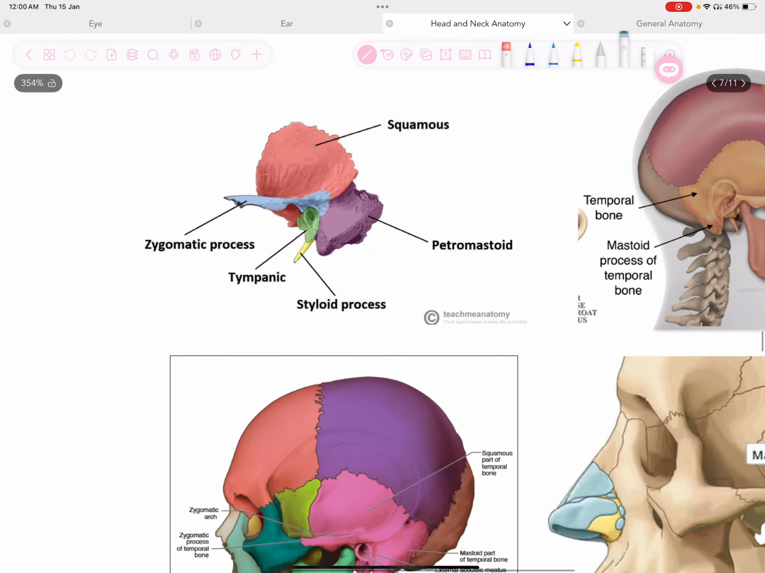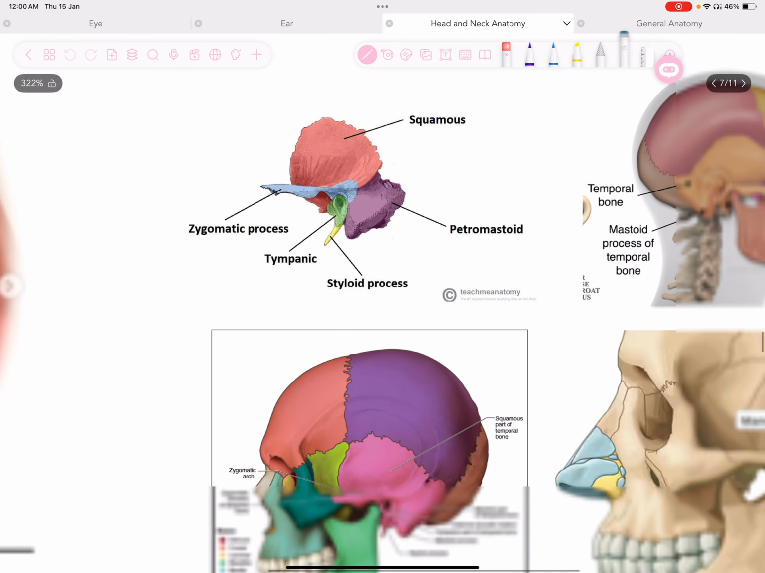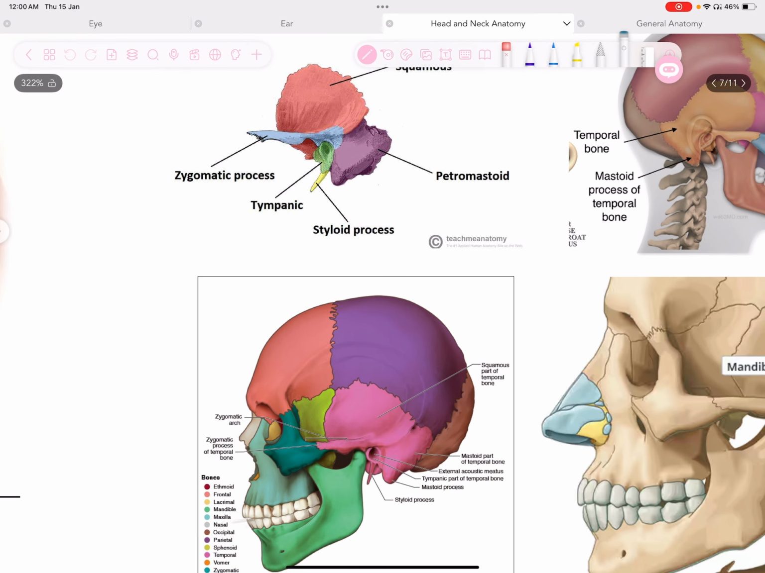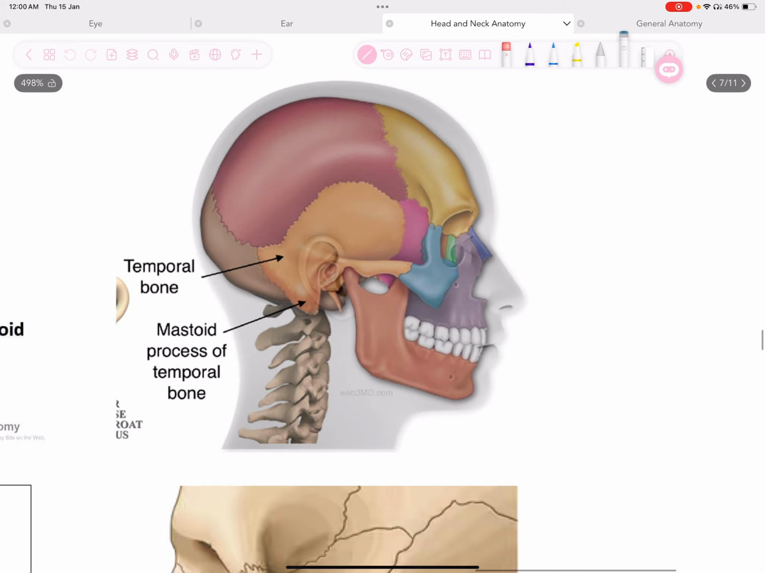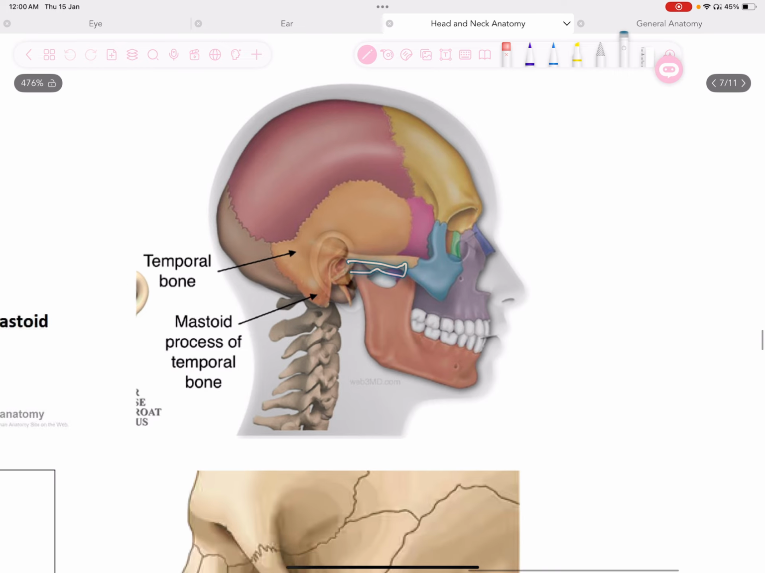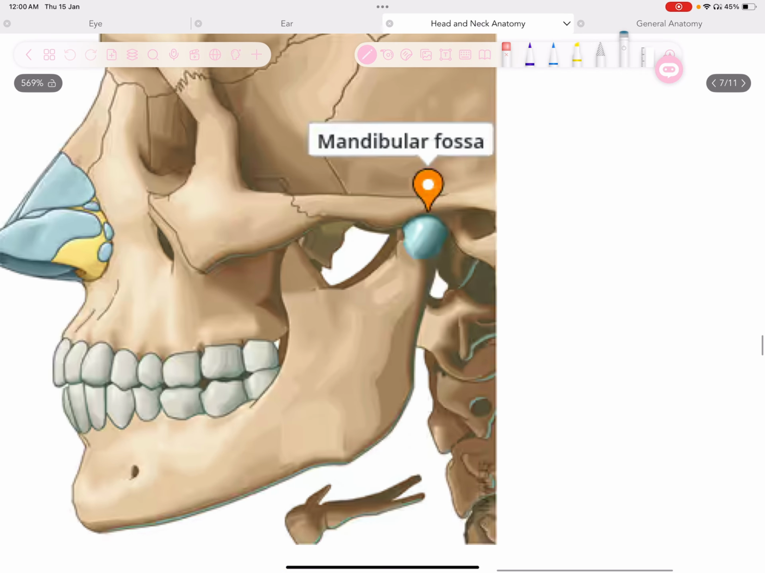And also here we will have a look. This is the temporal bone, exactly the same: styloid process, tympanic plate, zygomatic process, squamous part, and petromastoid. I hope that's clear. And here you can also see how it covers the external acoustic meatus and the tympanic plate. And this is the mastoid process behind your ear. You'll be able to touch it if you touch deep enough. And in front, this is the zygomatic process of the temporal bone, right? And this is the mandibular fossa, and this is the articular tubercle. So articular tubercle and the mandibular fossa.